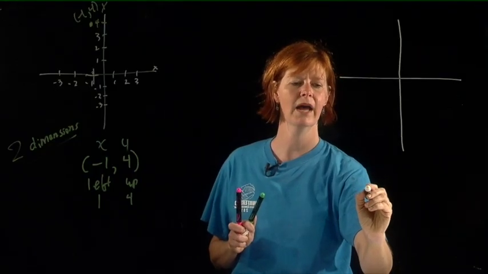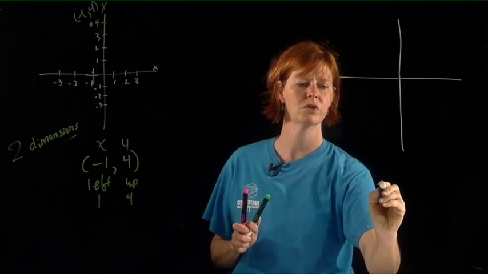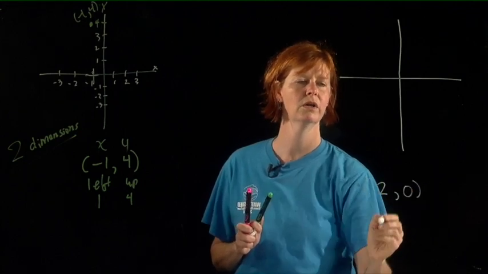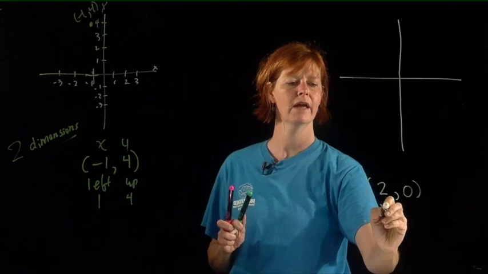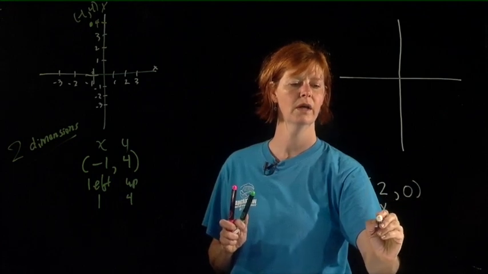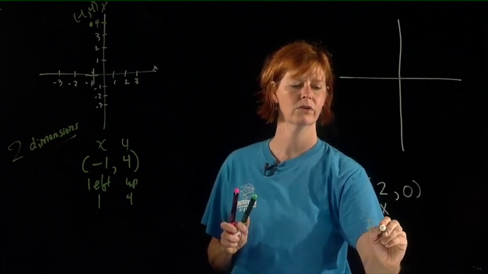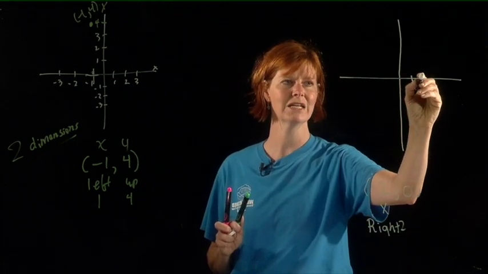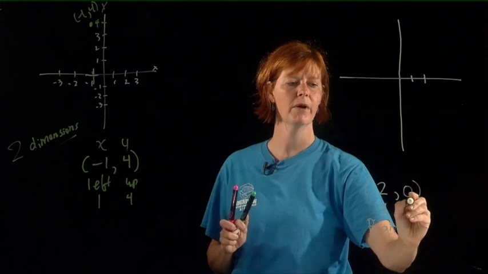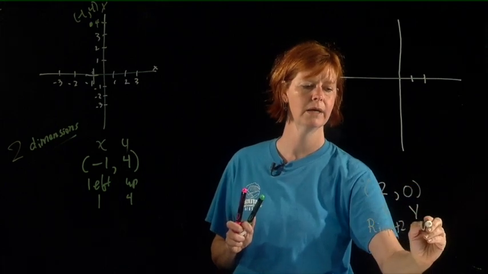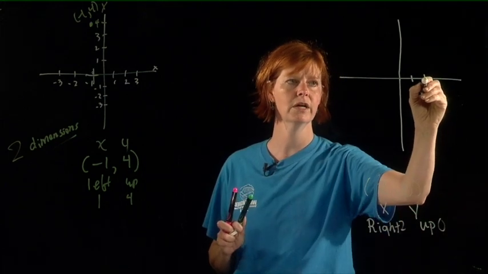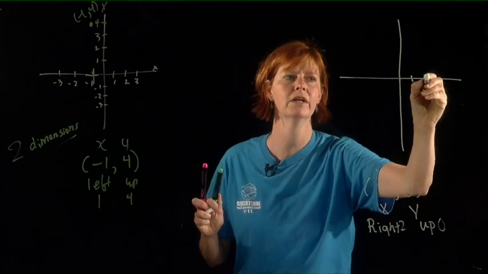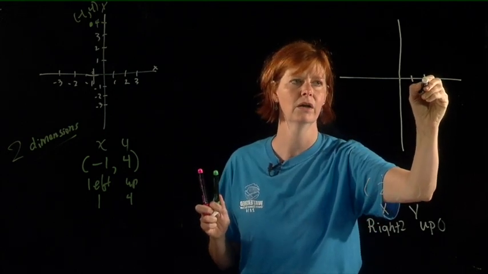(-1, 4). Okay, these ones are a little bit harder, so let's do (2, 0). When you have x equals 2, and that's positive, you're going to go right 2, starting at the origin. Now from there, go up 0. So here you are, and you try to go up and down, and it doesn't go anywhere.